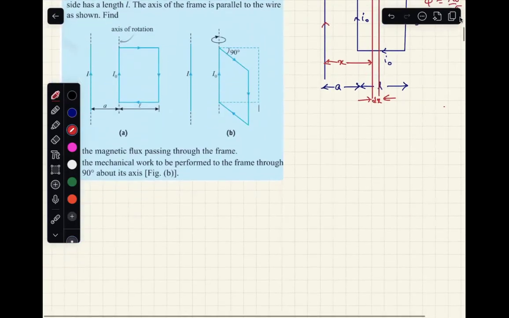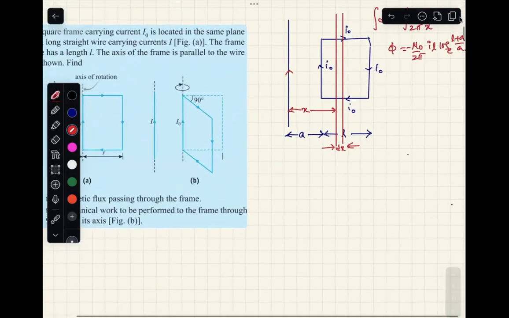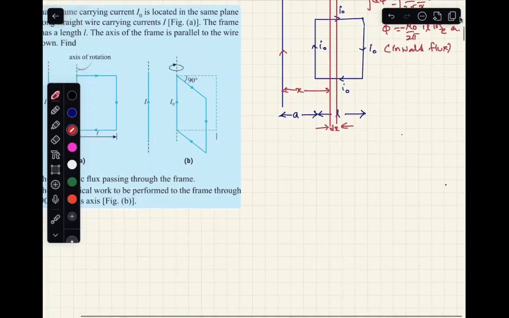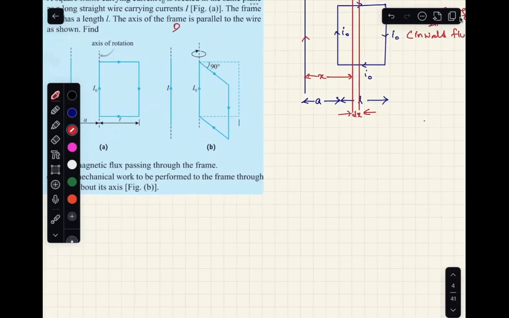Basically, in this case, it is an inward flux. Minus sign indicates inward flux. Here, there is no issue. All your problem starts when it turns by 90 degrees. In that case, you do the problem from this side.